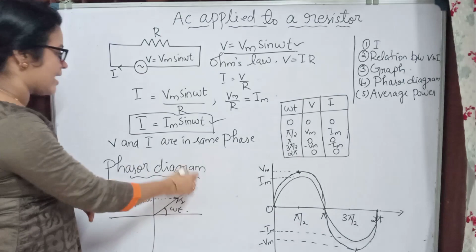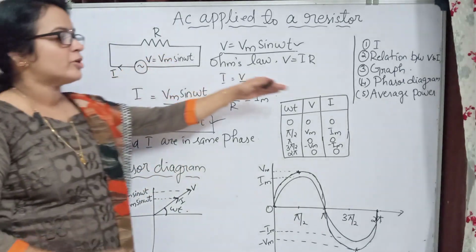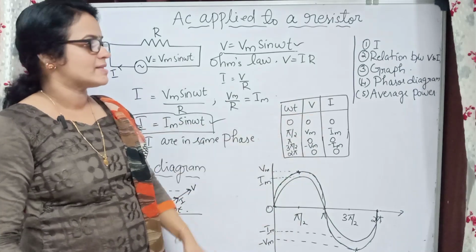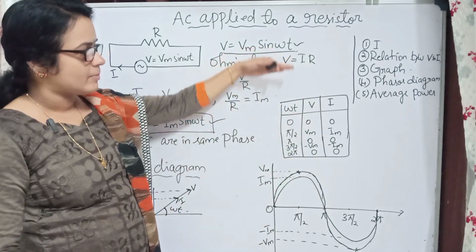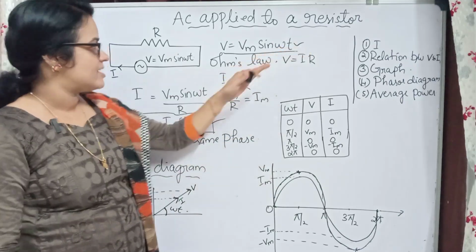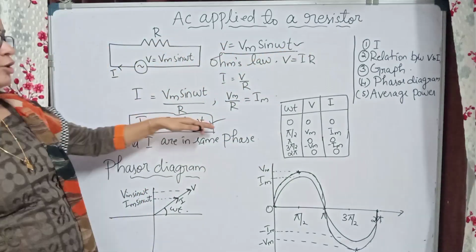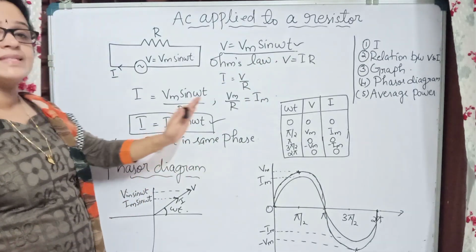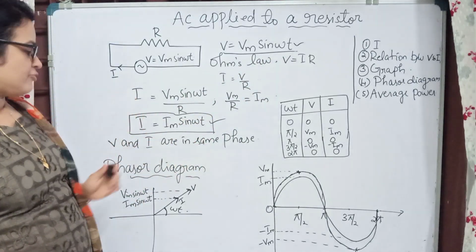So this is the phasor diagram. One more thing we have to discuss is average power, so we can discuss that now. Before that, just remember and understand all these points. The current is I equals Im sin omega t. The relation between V and I is that current and voltage are in the same phase.